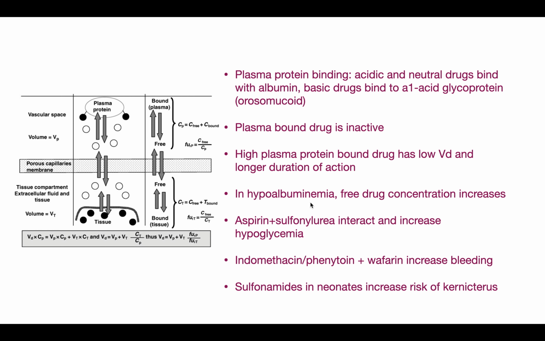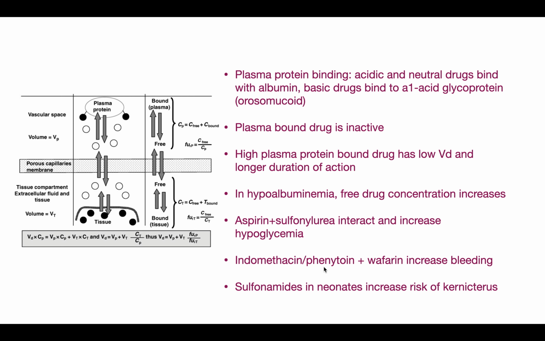So in hypoalbuminemia, the free drug concentration will increase because there's no albumin to bind. Aspirin, along with sulfonylurea, they contraindicate each other and increase the hypoglycemia because the aspirin will free too much of the sulfonylurea.